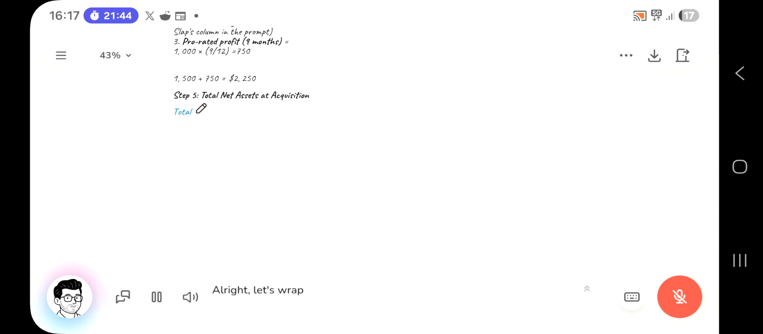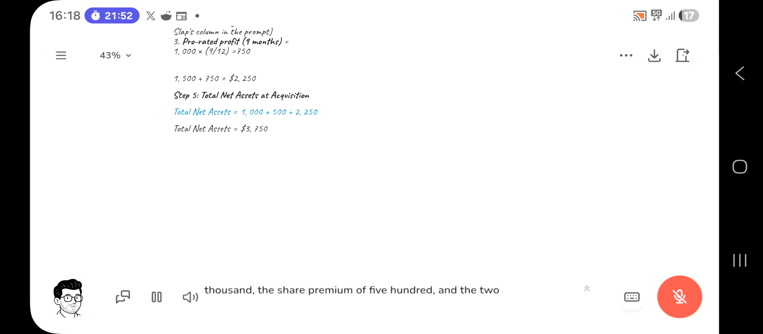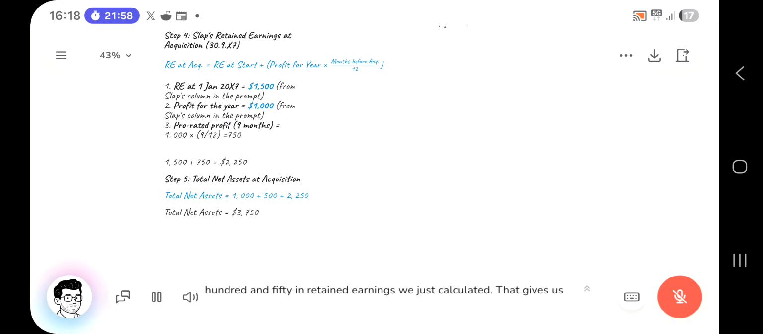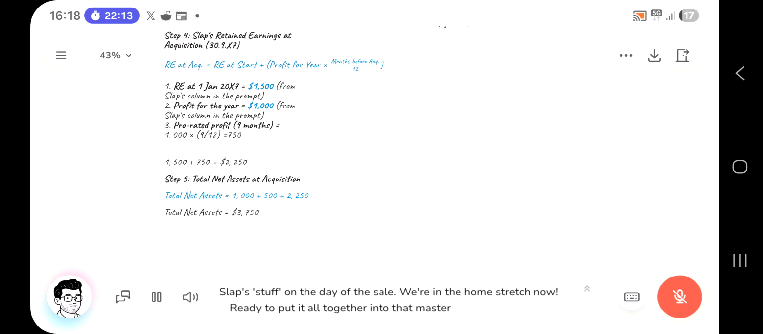All right, let's wrap up the net assets. We add the share capital of 1,000, the share premium of 500, and the 2,250 in retained earnings we just calculated. That gives us a grand total of 3,750 for the value of SLAP's stuff on the day of the sale. We're in the home stretch now, ready to put it all together into that master goodwill formula.